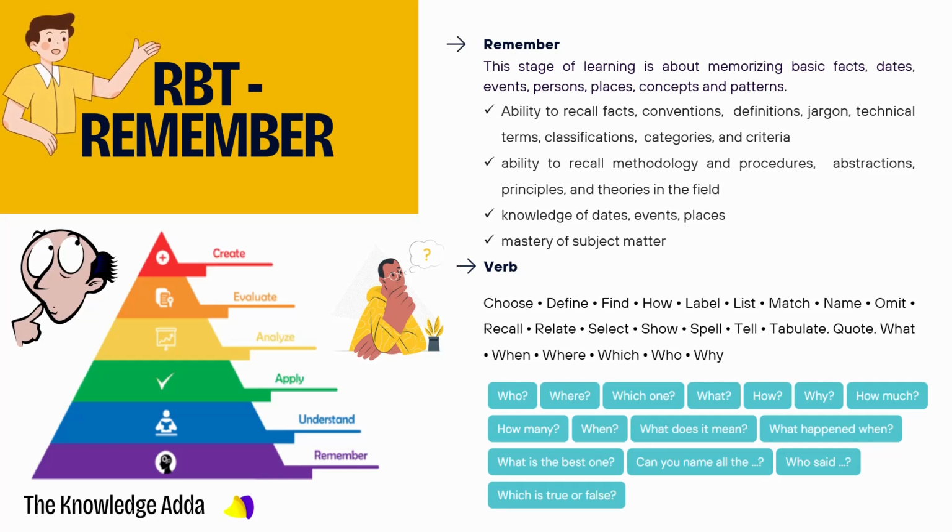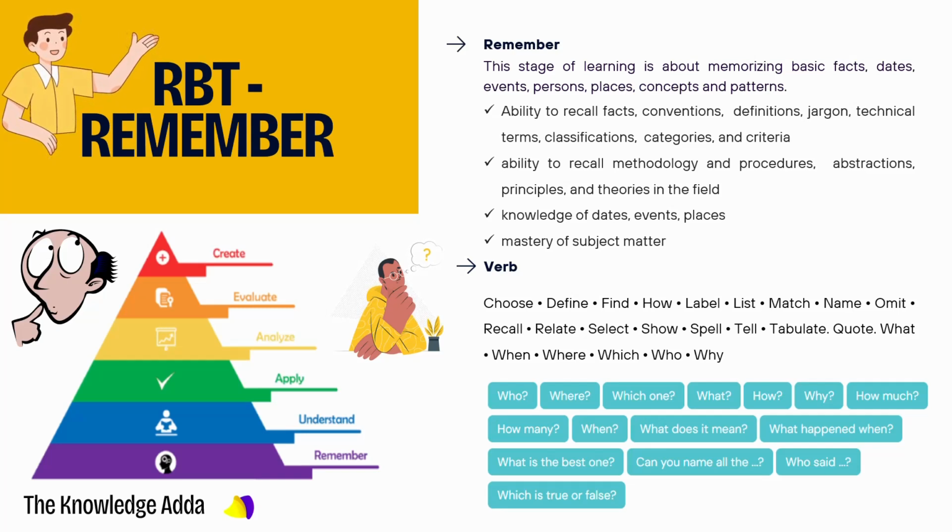So basically here, the first stage is the lower stage, we can say lower thinking order, that is remember. This stage of learning is about memorizing basic facts, dates, events, persons, places, concepts, and patterns. Ability to recall the facts, conventions, definitions, technical terms, classification, categories, and criteria. Ability to recall the methodology and process, abstraction, knowledge of dates, events, places, mastery of subject matter. So basically, this comes under the remember RBT level.